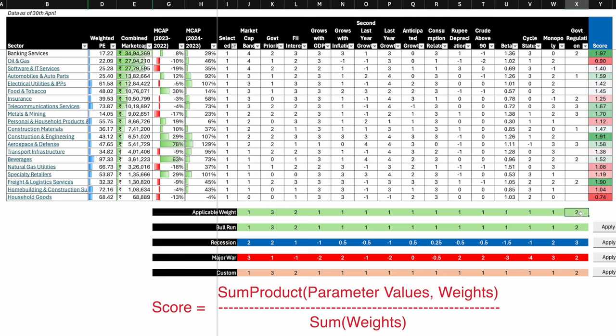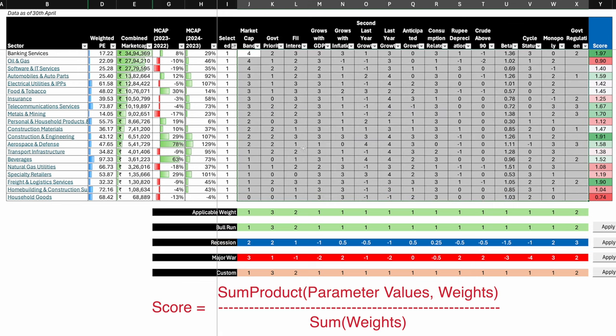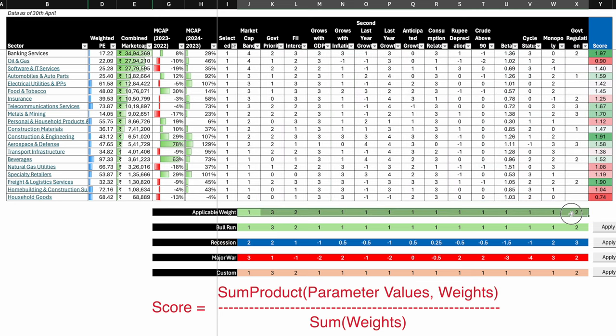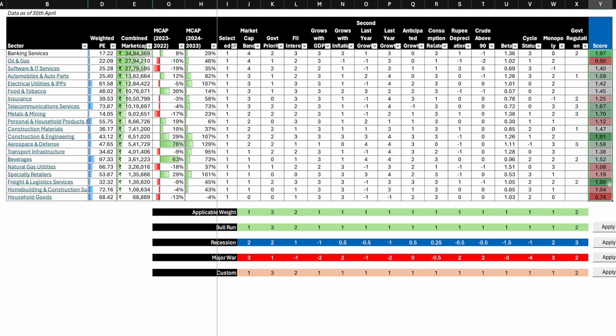Government regulation is a very important input as well that decides the fate of many sectors. That is why I have put 2 here. So the score is the sum of the products of these cells with the applicable weight, divided by the sum of the weights. The scores in the cells are absolute values. However, the colors you see here are relative. The top values are more investable, so they are green. The lower values are deeper shades of red and are less investable.